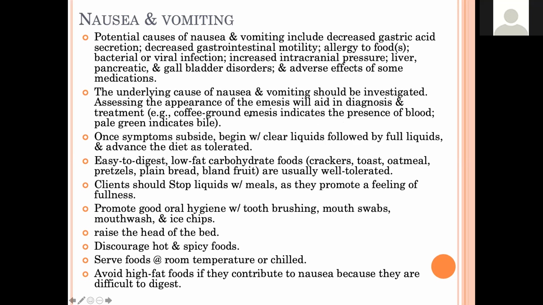The appearance of the emesis will help in trying to determine what's wrong. Coffee ground emesis indicates the presence of blood, and pale green indicates bile. Now you might wonder why it looks like coffee grounds if it's blood in the emesis, and the answer is that when the acid in the stomach reacts with the blood, it turns it into a black particulate. It looks like coffee grounds.